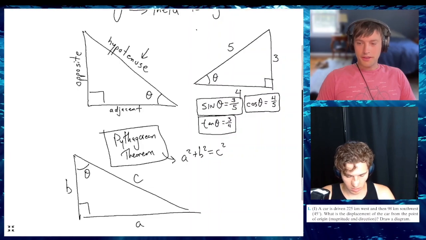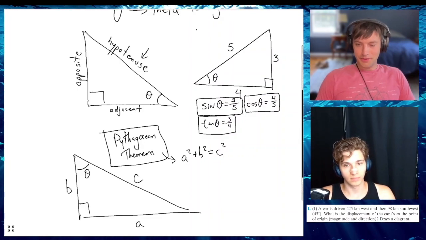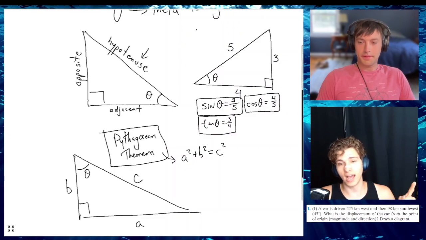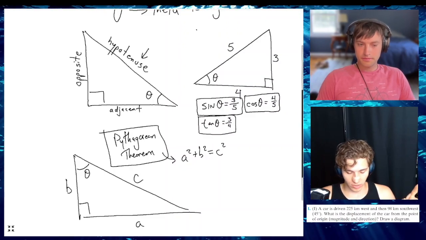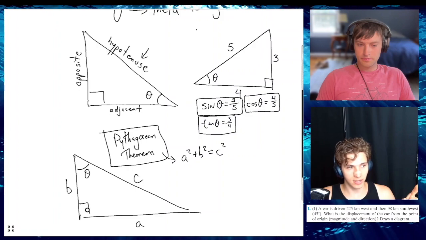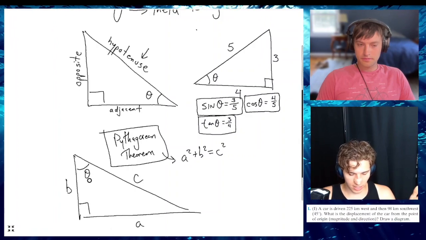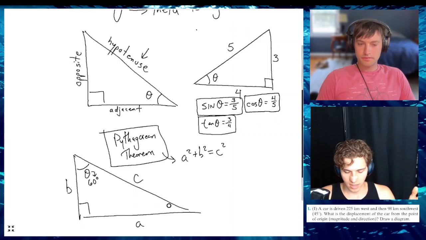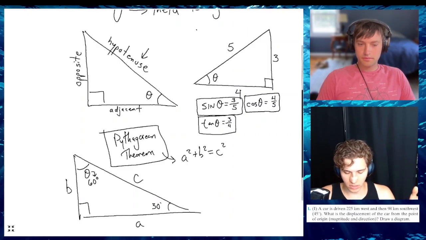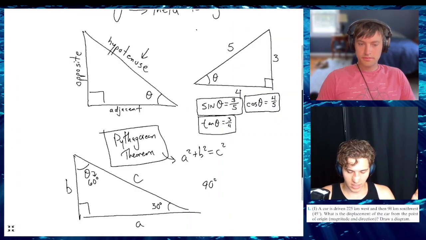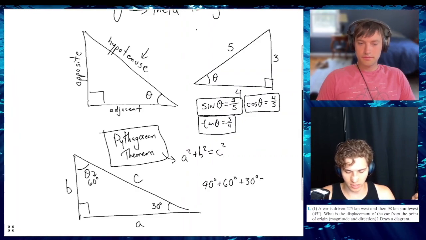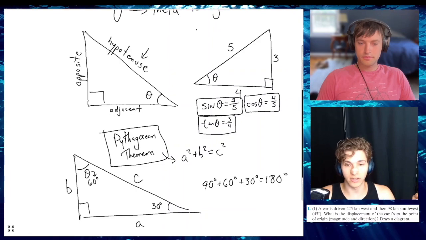And doesn't a triangle always add up to 180 degrees? The angles of a triangle do, yes. But the sides do not. You're totally right though. So if this is 90 degrees here, and let's say that this one is 60 degrees, theta is equal to 60, then that would mean that this one has to be equal to 30 degrees, because 90 degrees plus 60 degrees plus 30 degrees equals 180 degrees.